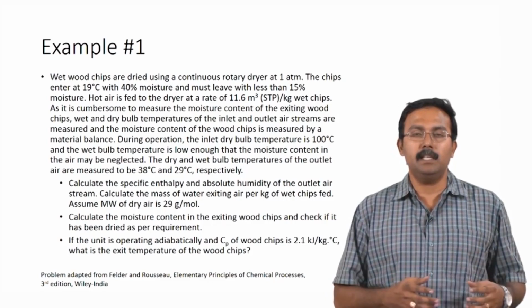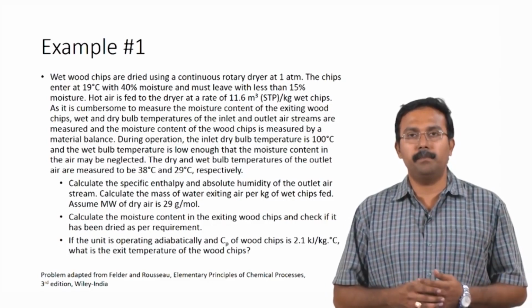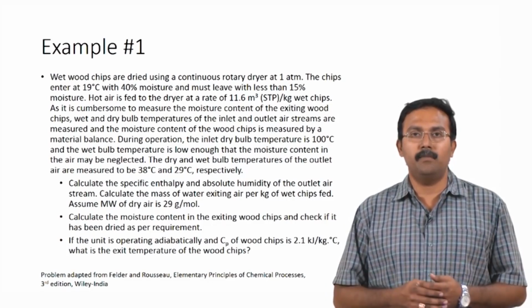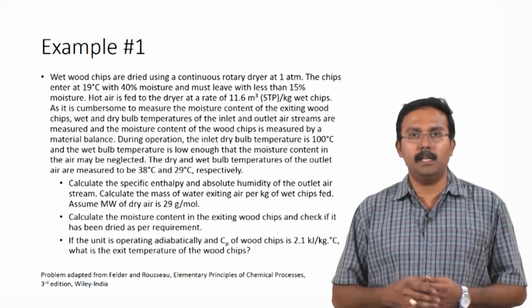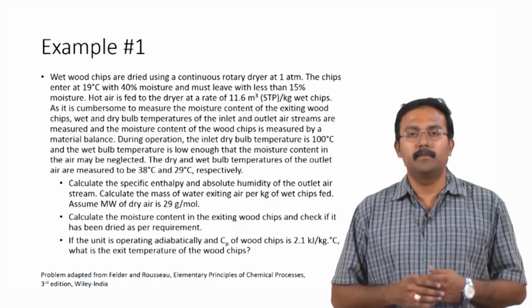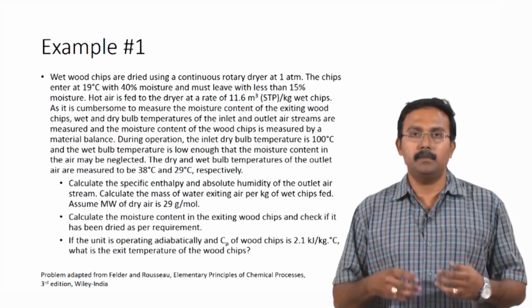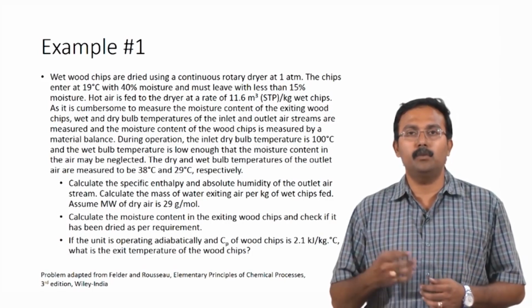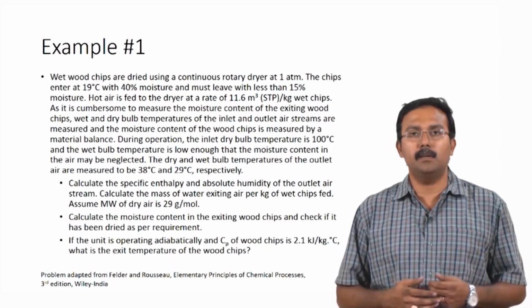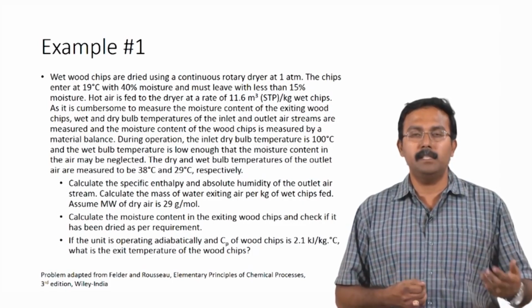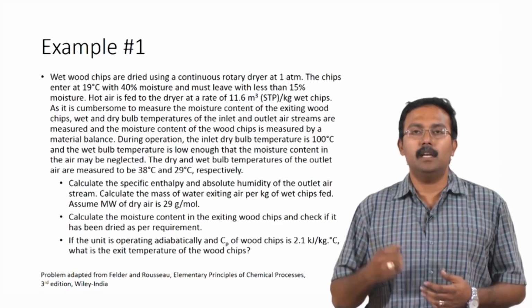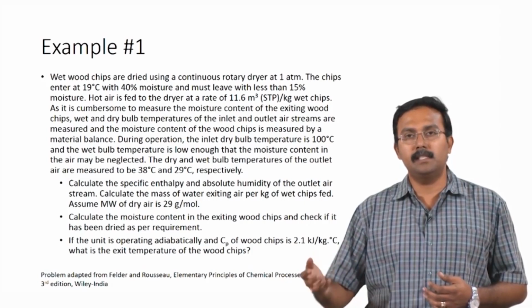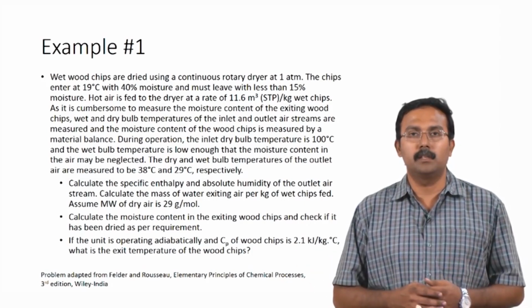Instead, by measuring the dry and wet bulb temperature, you can actually identify how much moisture is present in the air which is leaving the system. Thereby, you can perform simple material balance calculations to identify the moisture content in the wood chips and confirm if it meets the specification, which is that it should be dried to less than 15% moisture.